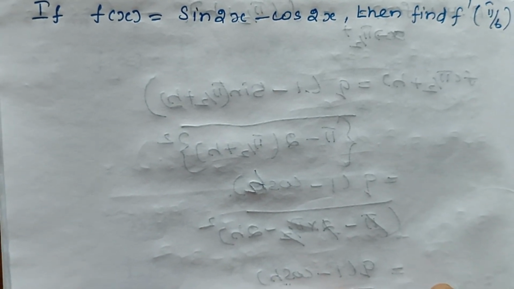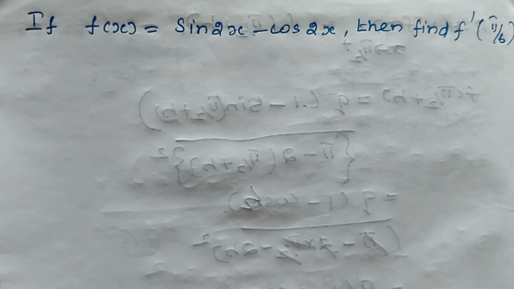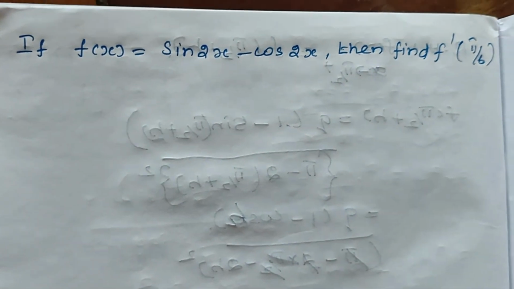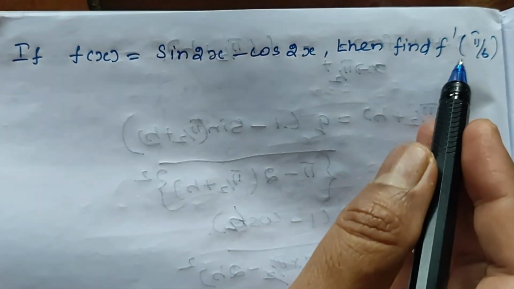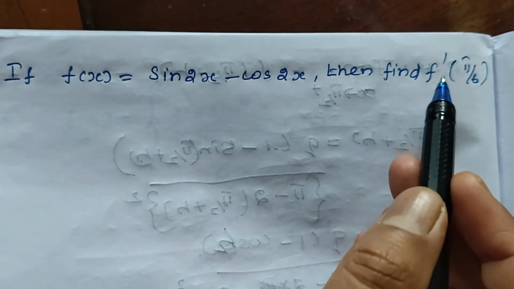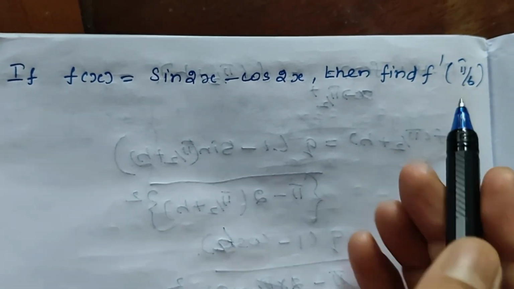I am going to teach for 12th standard. The chapter is Continuity and Differentiability. If f of x equals sin 2x minus cos 2x, then find f dash of pi by 6. So it is asked to find f dash of pi by 6.